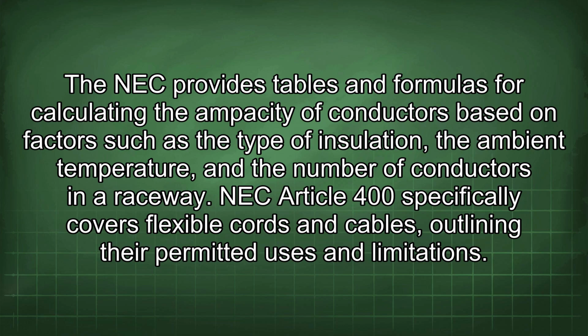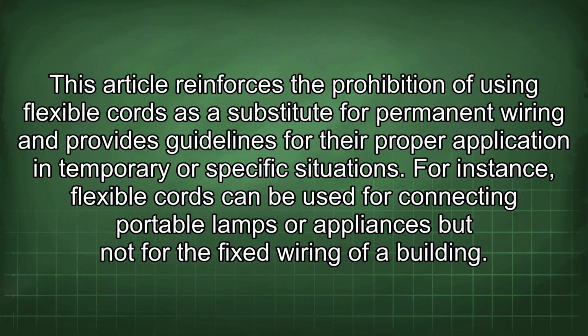NEC Article 400 specifically covers flexible cords and cables, outlining their permitted uses and limitations. This article reinforces the prohibition of using flexible cords as a substitute for permanent wiring and provides guidelines for their proper application in temporary or specific situations. For instance, flexible cords can be used for connecting portable lamps or appliances but not for the fixed wiring of a building.